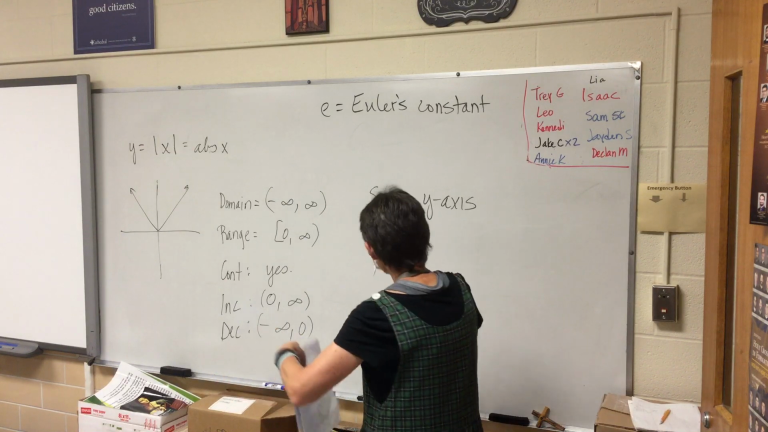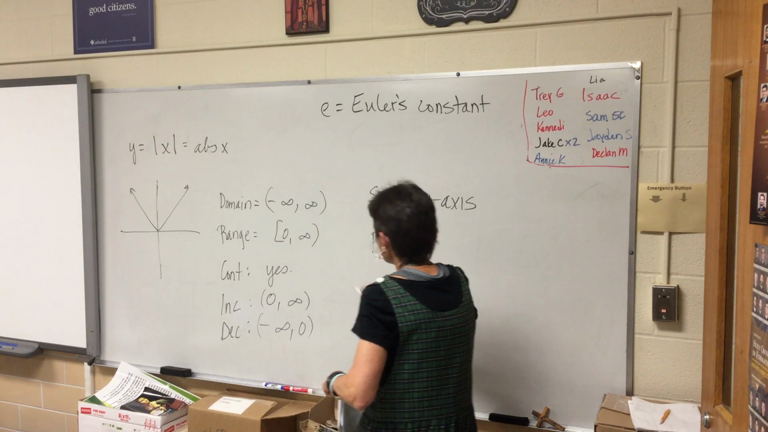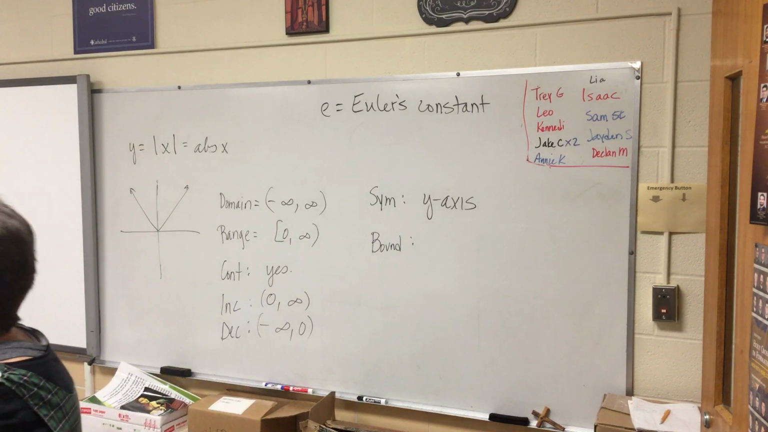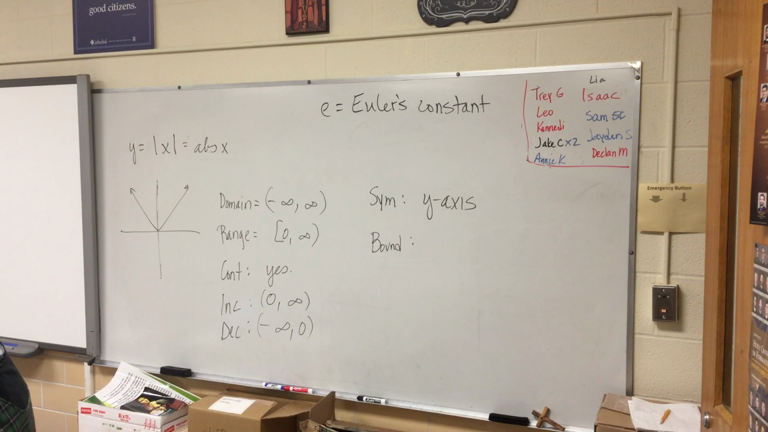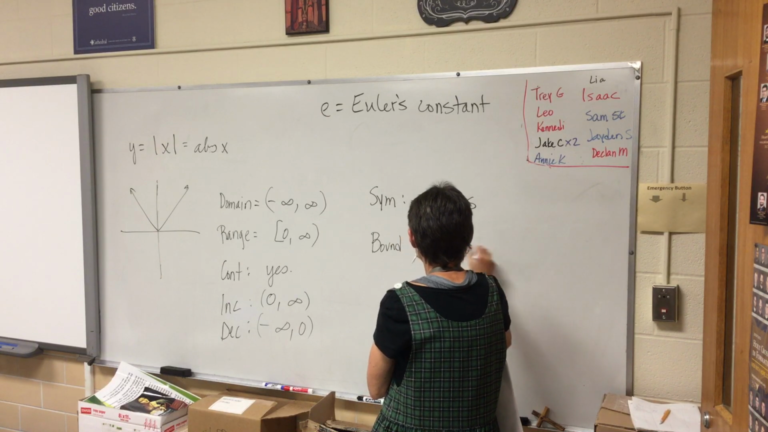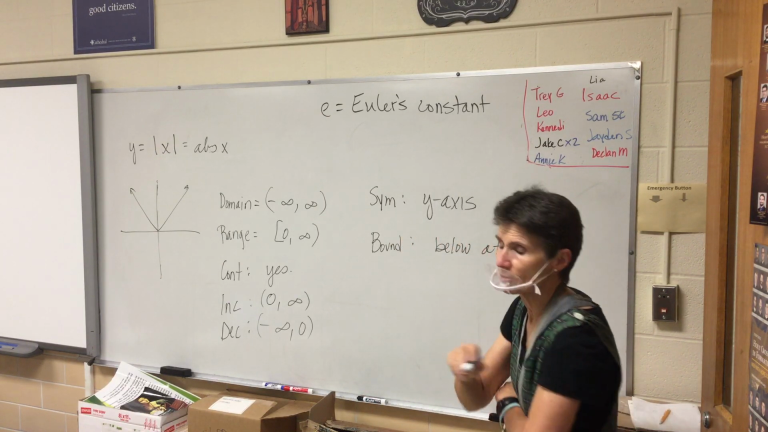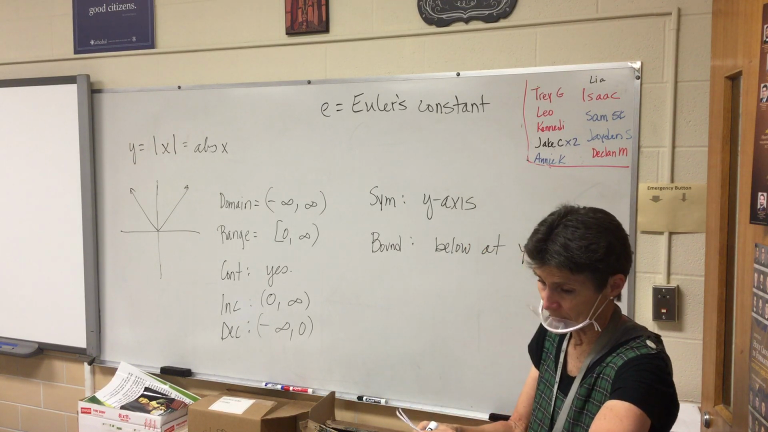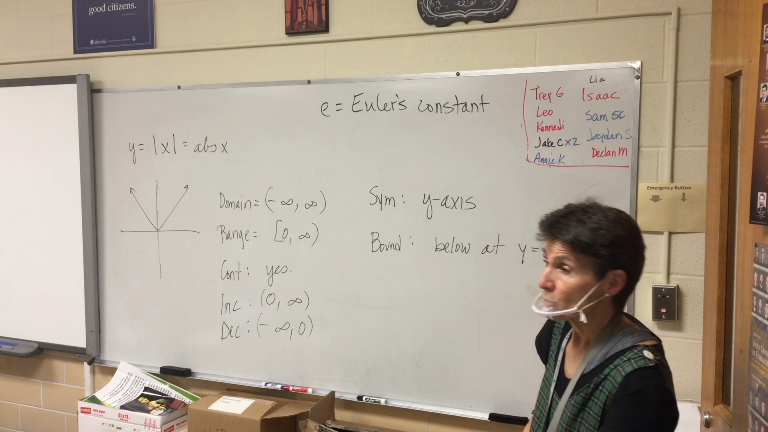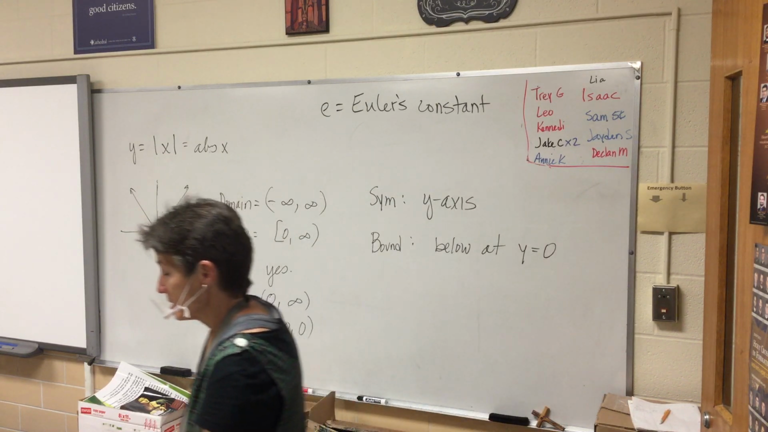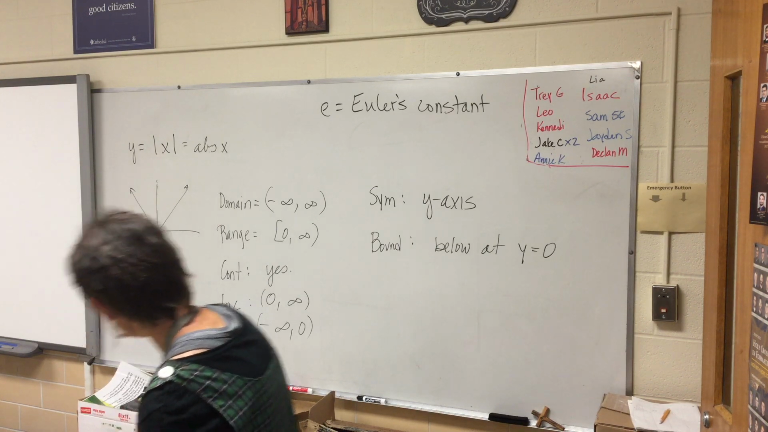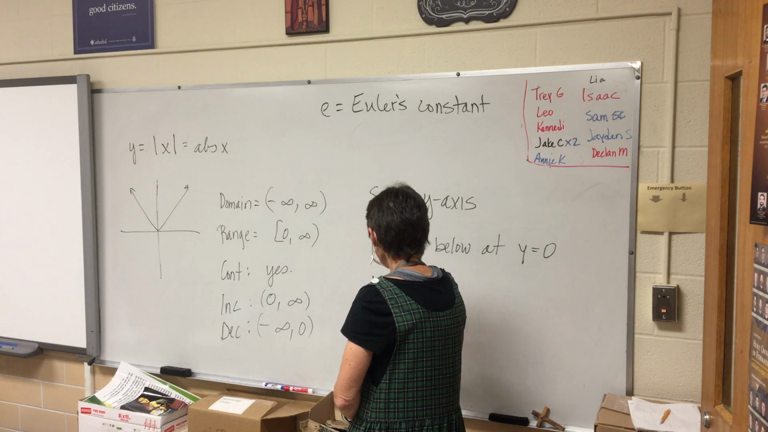All right, boundedness. Does this curve have any boundedness? And remember, it can be above, below, or if it's both, we say it's bounded. You just say bounded, period. So, below, there's a floor at y equals 0. There's a floor at y equals 0. So it's bounded below. Extrema. Extrema are maximums and minimums. Does this curve have either one? A max or a min? It definitely has a minimum. And it would be both a local and an absolute.